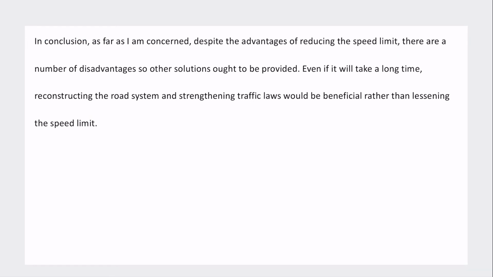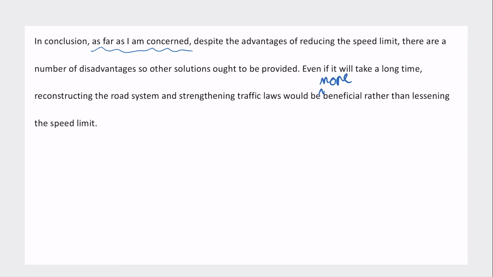In conclusion, as far as I'm concerned, despite the advantages of reducing the speed limit, there are a number of disadvantages, so other solutions ought to be provided. Even if it will take a long time, reconstructing the road system and strengthening traffic laws would be more beneficial rather than lessening the speed limit. And again, this is such a great conclusion, okay? They've got, as far as I am concerned, a really nice natural phrase dropped in there. It makes sense. It's logical.